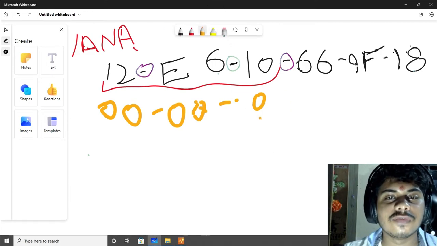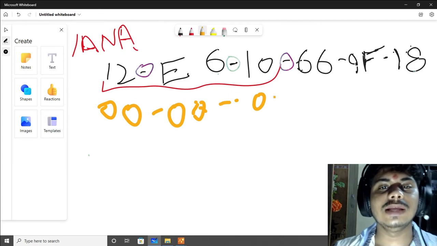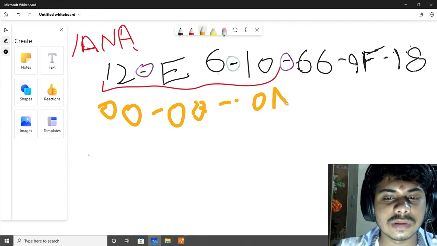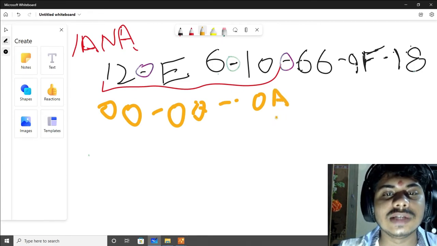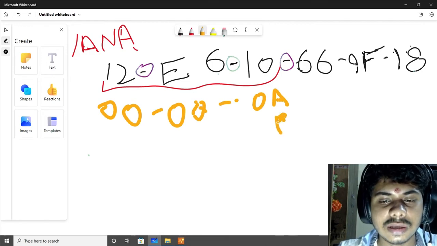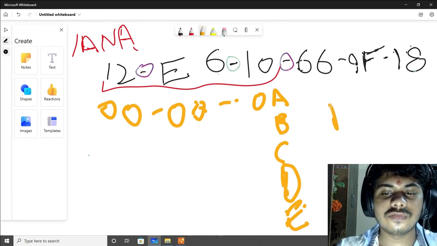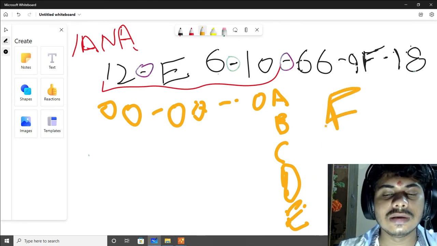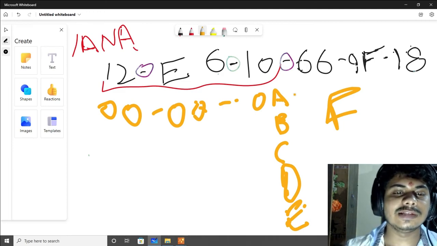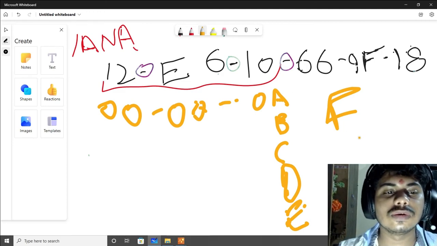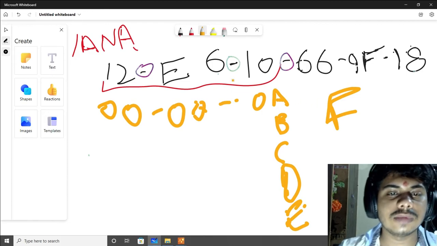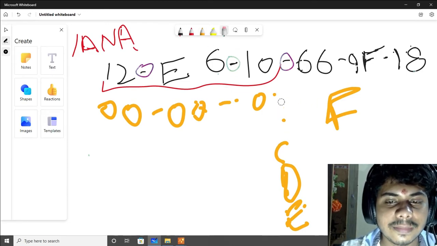After 9, what will happen is that there is no 10 here, there is A. Then A, B, C, D starts, and E, and it goes till F. F is the last alphabet in hexadecimal. It will not go till Z. No, that is not going to happen.